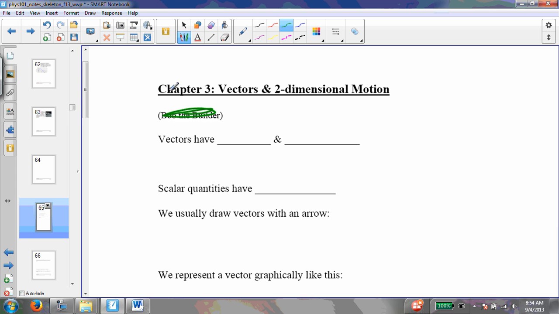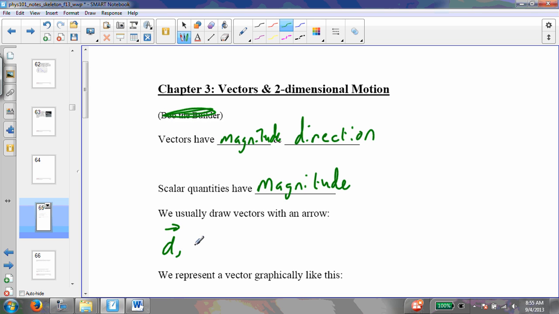Vectors have a magnitude and direction. We've already talked about this a little bit, but they have a magnitude and they have a direction. And scalar quantities have only a magnitude. We usually draw vectors with an arrow. And so just giving some examples of our vectors, displacement is a vector quantity. Velocity is a vector quantity. Acceleration is a vector quantity.